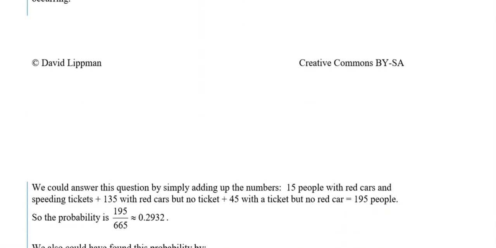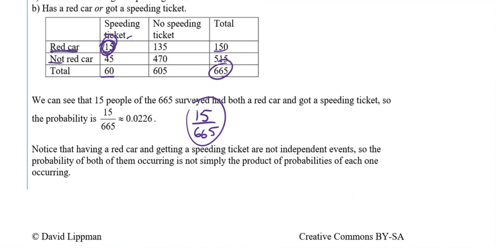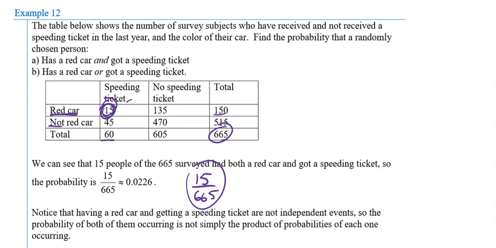Okay, and then your or probability. Looking at this table, here I'm going to do it over on the side just so we can see the table at the same time. I know again that my total is going to be 665. But the question is, what's my numerator going to be? What's the top going to be in this probability? Well, we just need or. So, has a red car or got a speeding ticket?